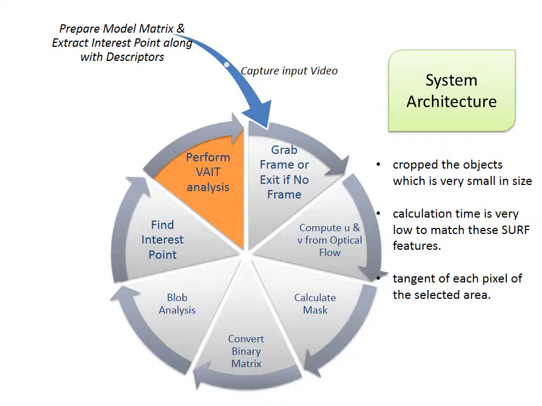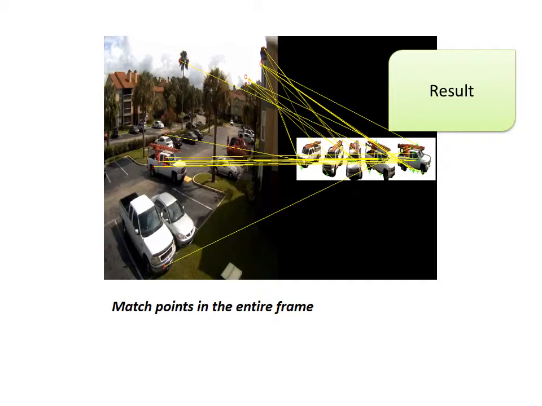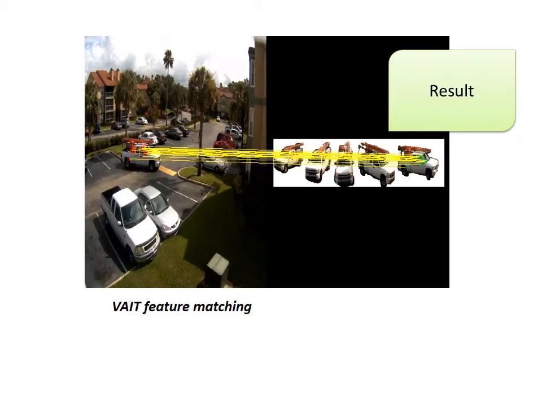To compute the orientation, we find the tangent of every pixel of the selected area. Next, we need to convert all the orientations into a histogram of 8 bins, each containing all the directions among 45 degrees each. This result shows that we have found the matching points for the entire frame. This result shows after our weighted feature matching.